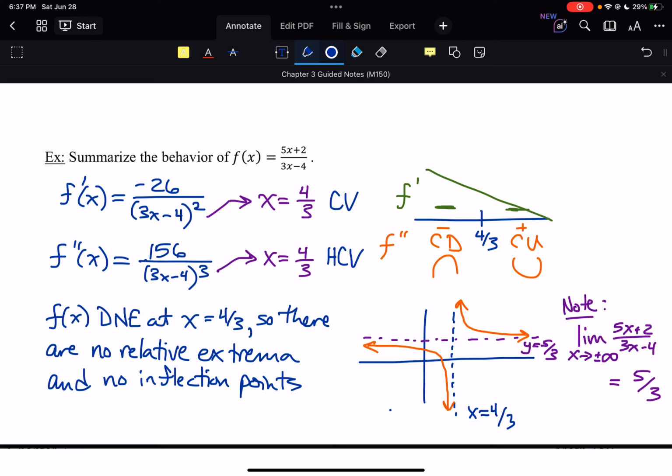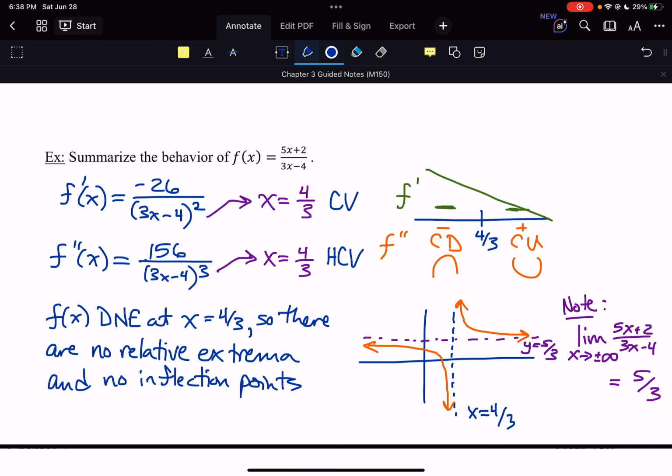And it does change concavity. It goes from down to up, but there is no single point where this occurs. So there technically is no inflection point either for this curve. So kind of a unique one. I think it's good to see a less typical example at some point while we're working on this stuff.